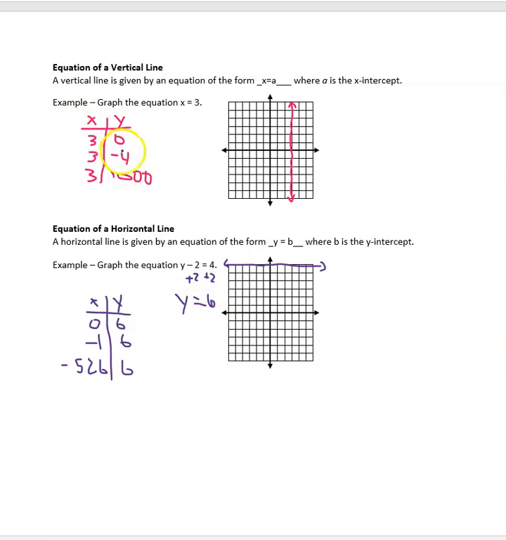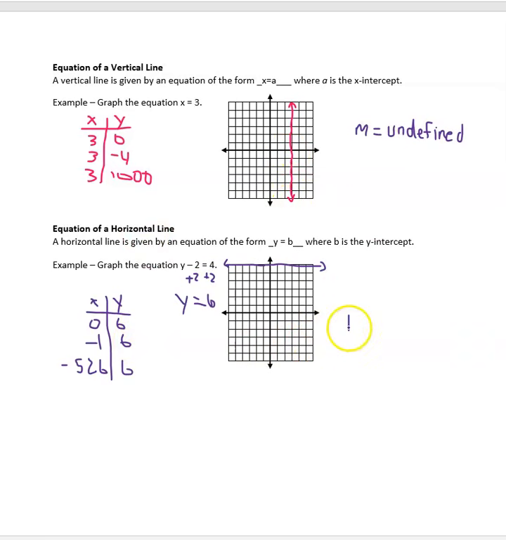Now remember from previous, there's something special about the slopes of vertical and horizontal lines as well. For a vertical line, the slope will always be undefined, because if you think about the definition of a slope, it's the change in y over the change in x. But if we look at our vertical line, what's true about x? Well, the x value doesn't change. So since the x value doesn't change, you'll end up with a change in x of 0, which makes the slope undefined.